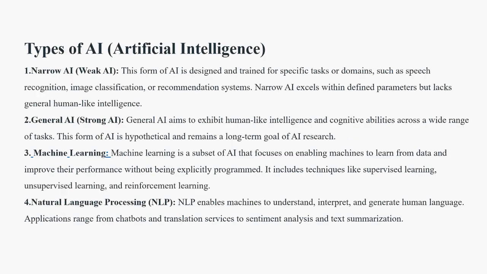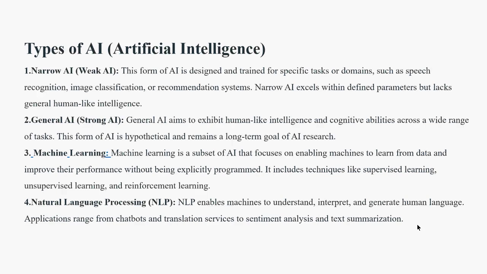Understood? So what are the different types of AI we have right now? We have something called narrow AI, which is called the weak AI. Then general AI, which is now developing. Nowadays we use general AI, but not to a very big extent, only to a certain extent. That is called a strong AI. Then comes machine learning, then natural language processing.